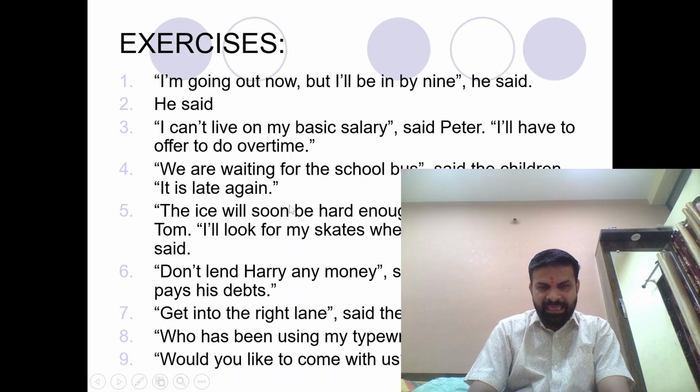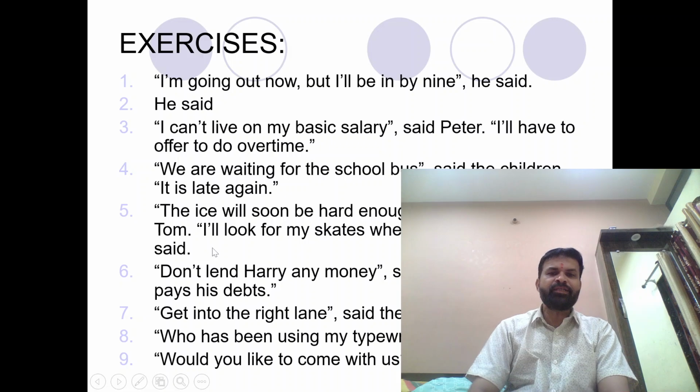Next one. The ice will soon be hard enough to skate on, said Tom. I'll look for my skates when I get home, and said. So these are two sentences. The first one we will do first. The ice will soon be hard enough to skate on, said Tom. Tom said that the ice would soon be hard enough to skate on and replied that she would look for her skates when she got home.